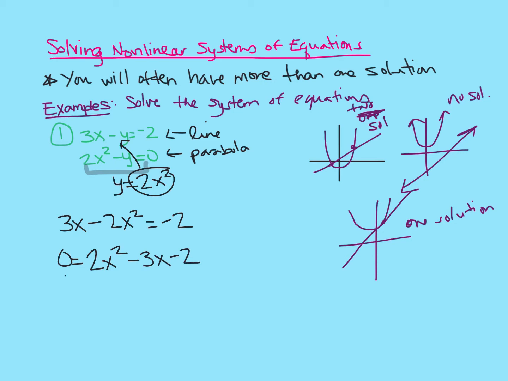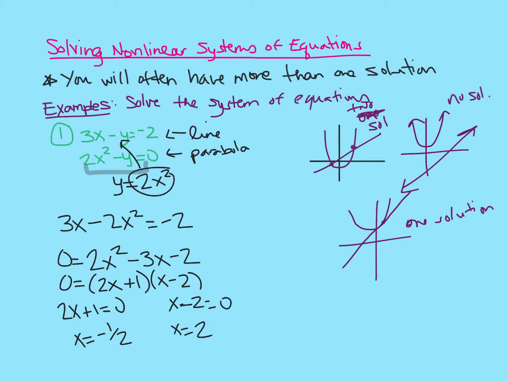This one is factorable, which is nice. You can factor it by doing 2x plus 1 times x minus 2. And when you get that, you set each factor equal to 0. I end up getting x equals -1/2 and x equals 2. These are both solutions, so this is a case where I have two solutions like this first one. I have a line intersecting a parabola at 2 points.